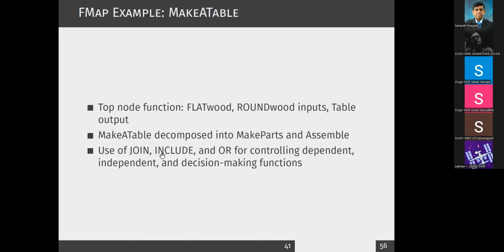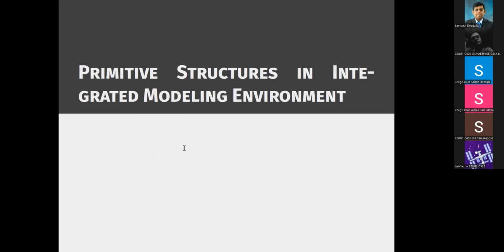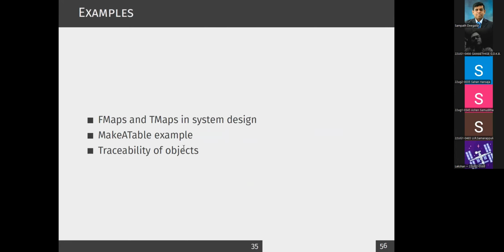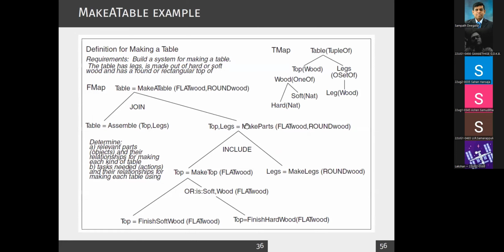So then you can also have include. If you look at make parts, you have to have two other functionalities, that is the top of the table and also the legs, right? So if you go back to my example, making parts, we have to make the top and the legs. One function will create the top, and the other one, the legs. So both of them are included here to create the top and then the legs.